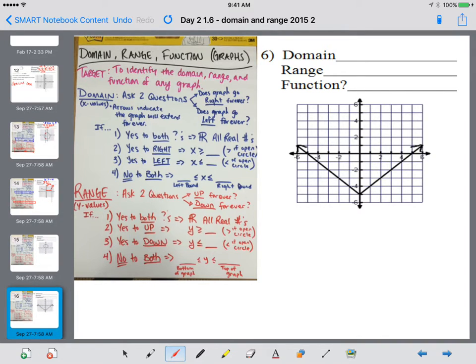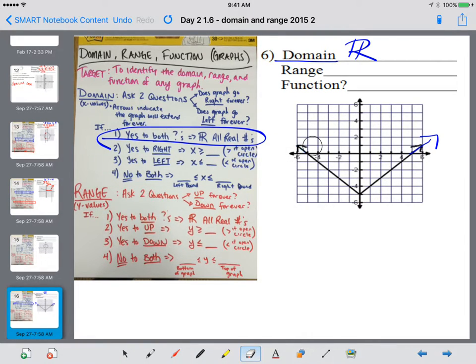Let's go on to this example, number 6 here. Domain. Does it go left? Does it go right? Well, this is going to continue to go to the right. This is going to continue to go to the left. So our answer would be yes to both. So for the domain, we have all real numbers.